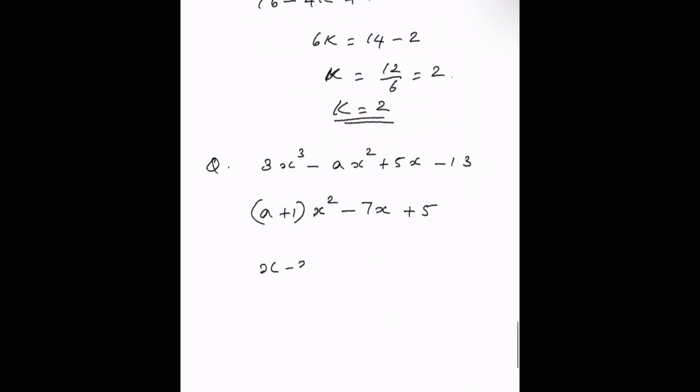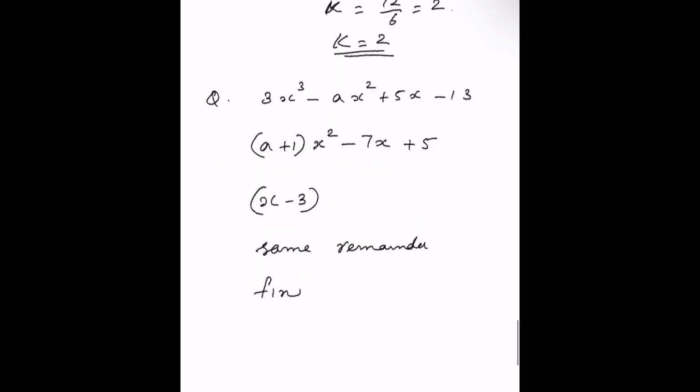Next question: the polynomials 3x cube minus ax square plus 5x minus 13 and (a plus 1)x square minus 7x plus 5 leave the same remainder when divided by x minus 3. Same remainder in both cases. Find a. So you are given two polynomials.